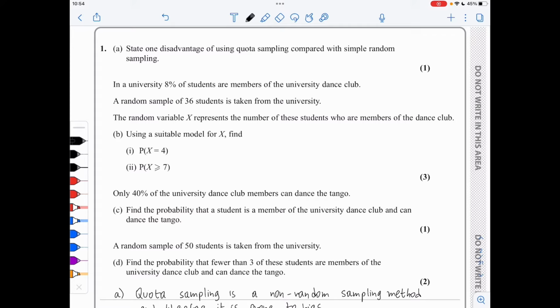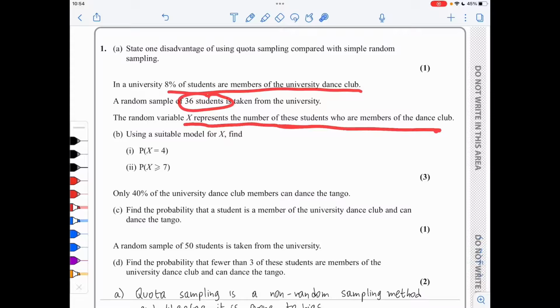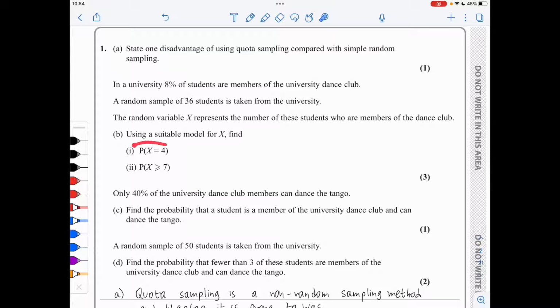In a university, 8% of students are members of the university dance club. We take a random sample of 36 students, and we've got the random variable x representing those who are members of the dance club. Obviously, this is a binomial random variable. We've got 36 trials. The probability of success is 8%. We need to use a suitable model for x to find the probability of x is 4 and the probability of x being greater than or equal to 7.